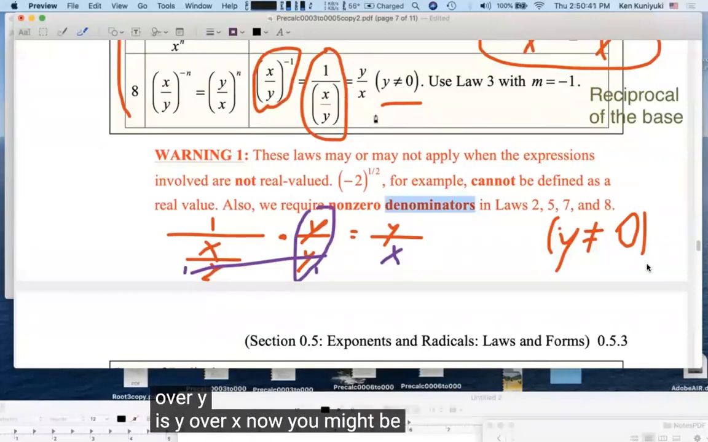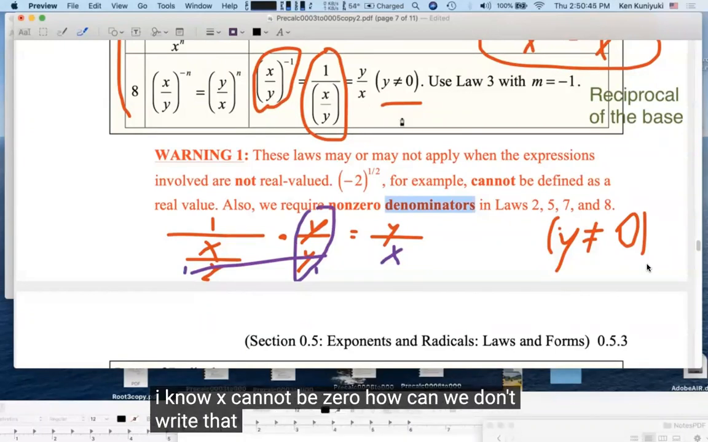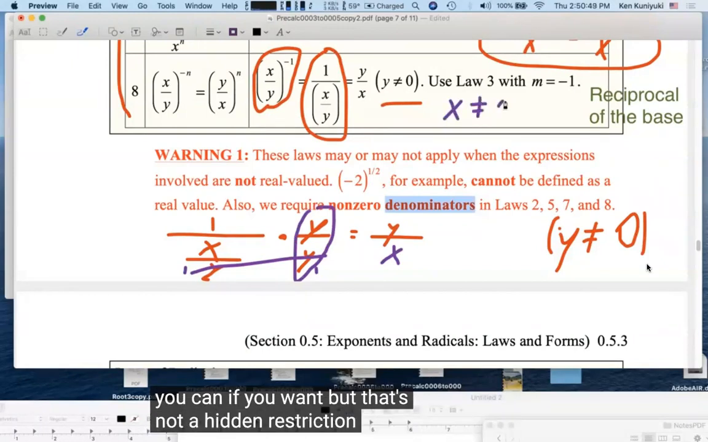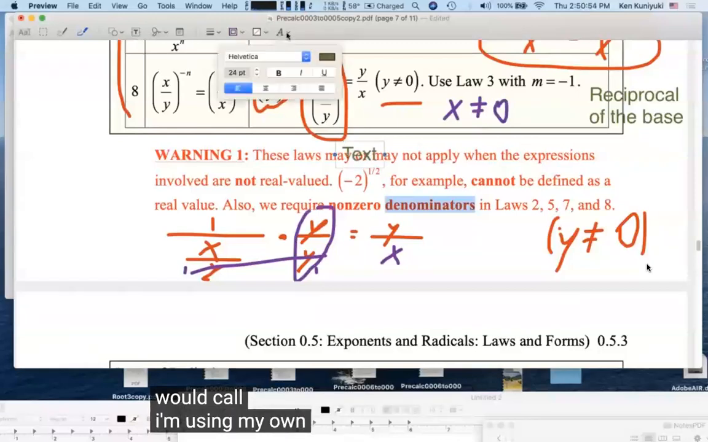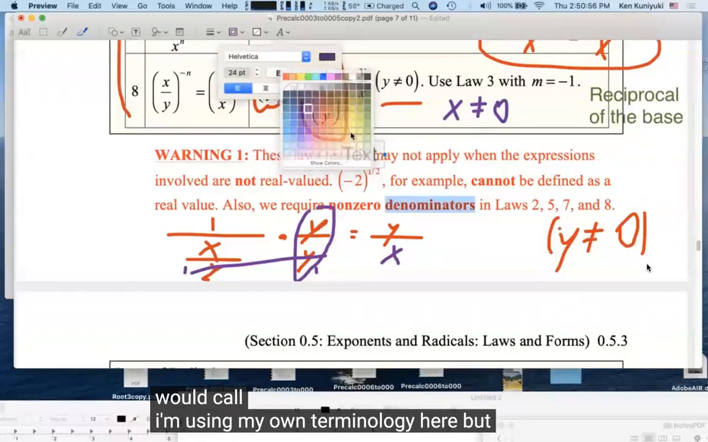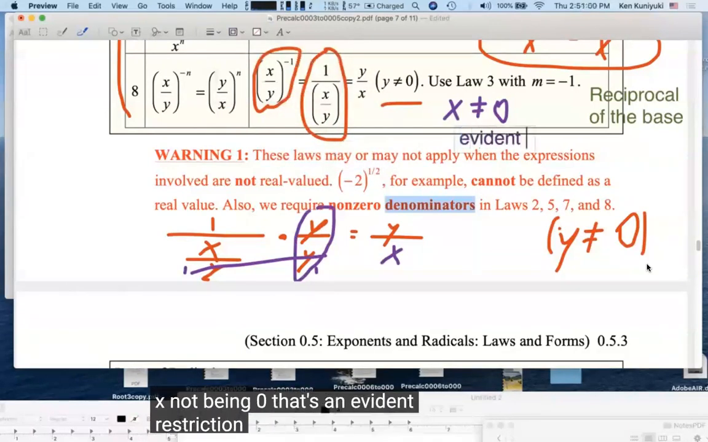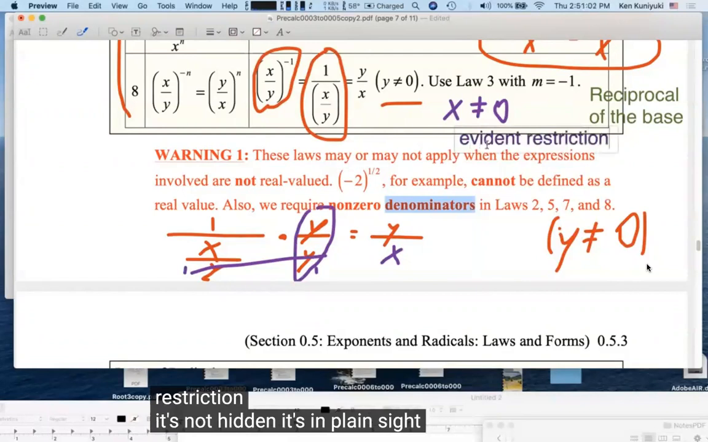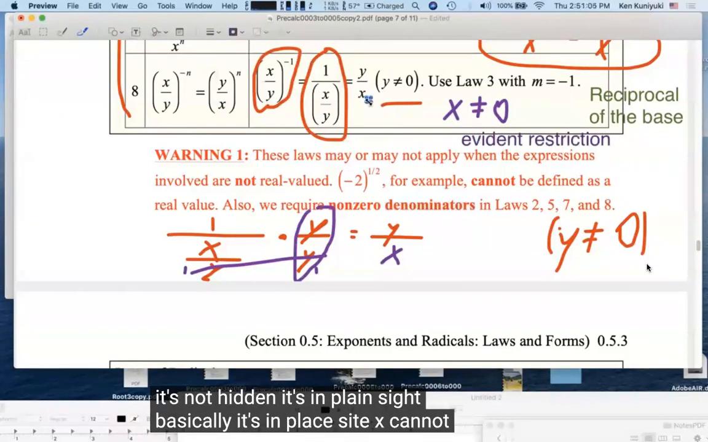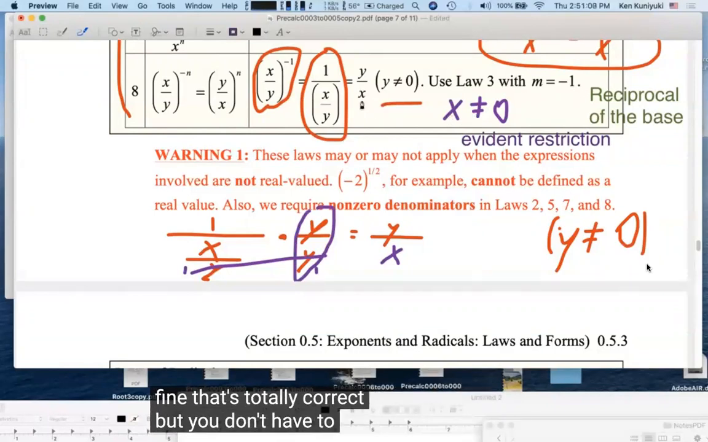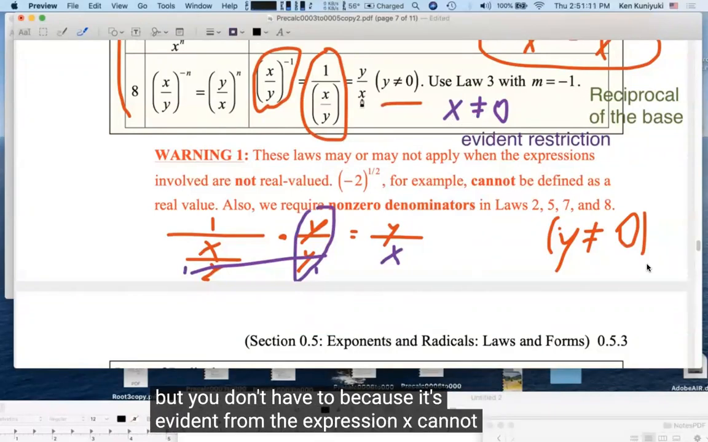Now, you might be going, hey, wait a minute. I know x cannot be 0. How come we don't write that? You can if you want. That's not a hidden restriction. I'm using my own terminology here, but I would call x not being 0 an evident restriction. It's not hidden. It's in plain sight, x cannot be 0. If you want to write that down, that's fine. That's totally correct. But you don't have to because it's evident from the expression, x cannot be 0.